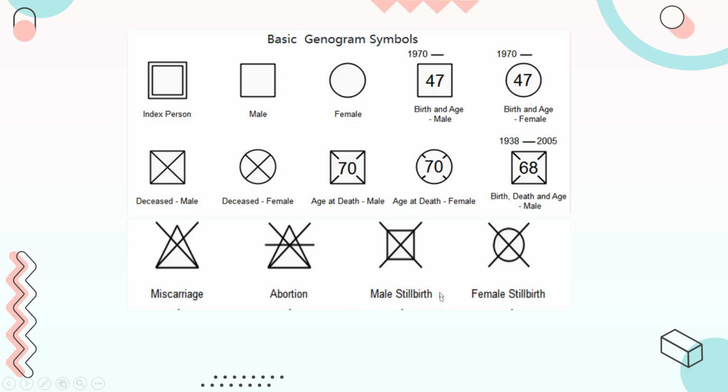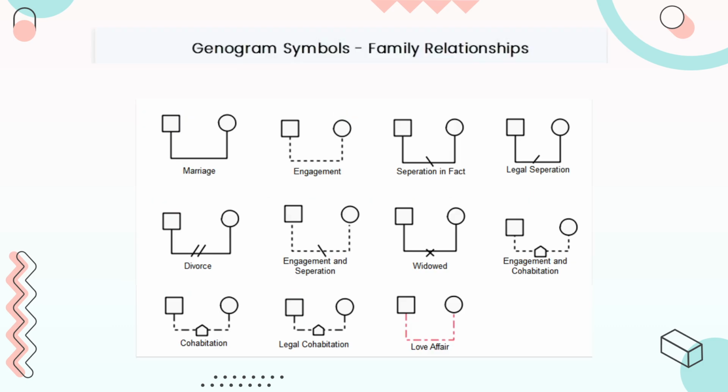And then male stillbirth, female stillbirth. Stillbirth we know, it is the death of the fetus before or during birth, especially after it has reached a viable stage of pregnancy. According to the World Health Organization, after the fetus has reached 28 weeks of pregnancy and the fetus has died, if it's a male child, it's a male stillbirth, and female means a female stillbirth. Miscarriage and abortion are different. Even the minute things are important, please keep it in your mind.